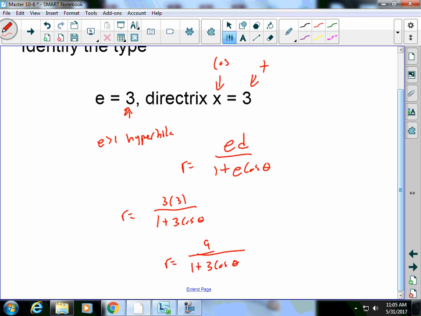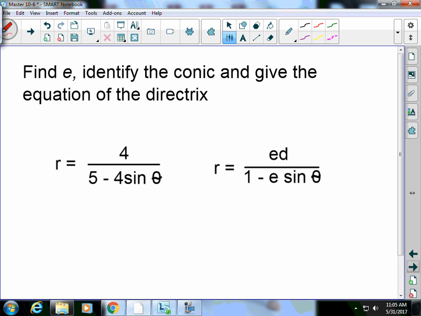All right. So it's easy to find these equations in the conic section. And we identified the type. So now it's given E, I want to find E. This time I want to find what E is. And I want to identify the conic section and give the equation of the directrix. This is a problem I would ask you on the test.